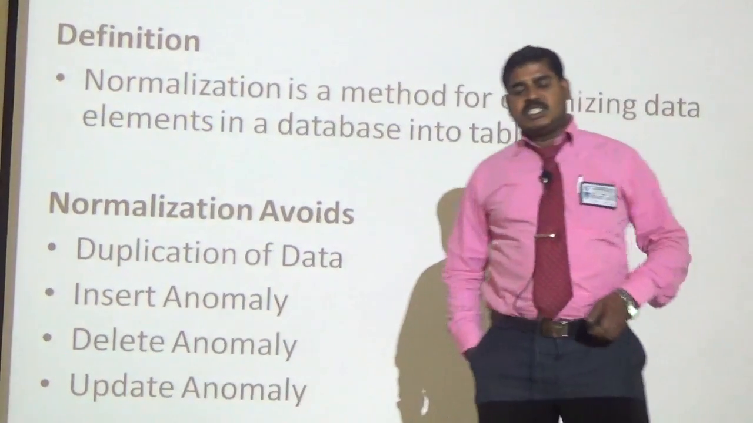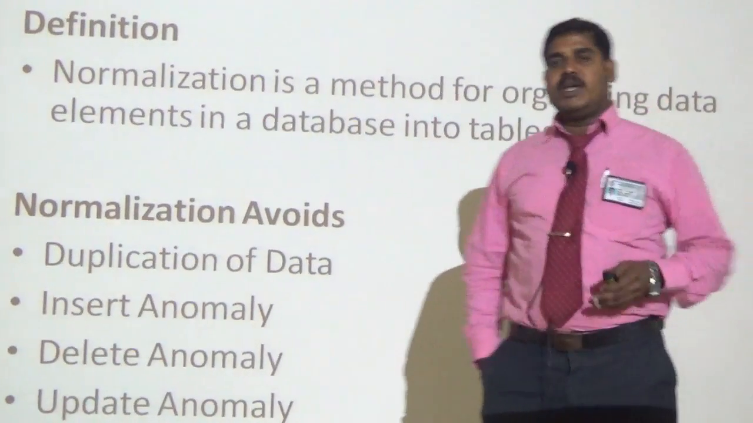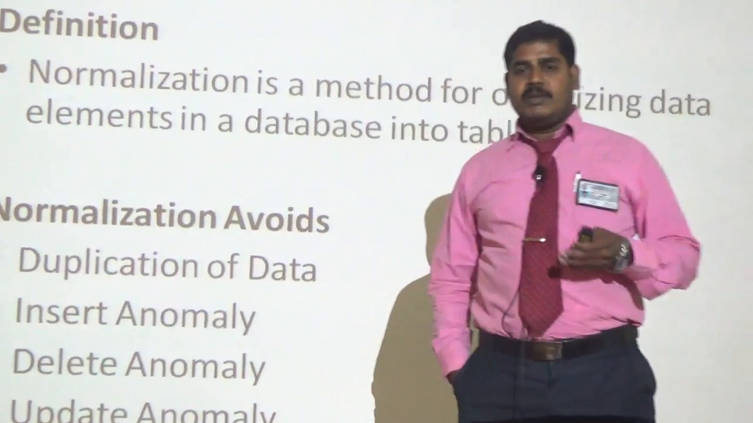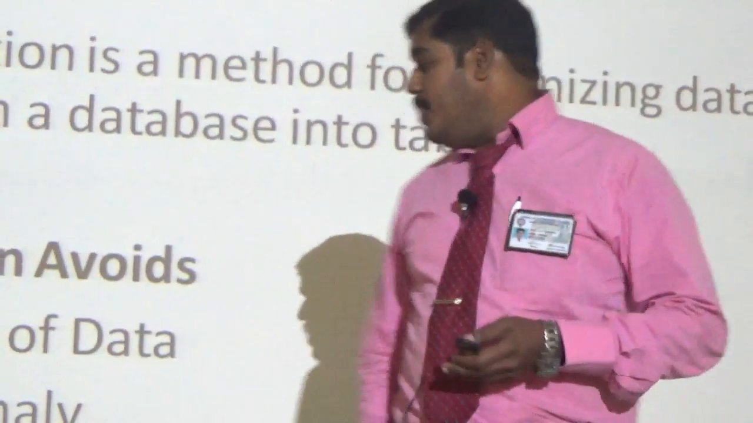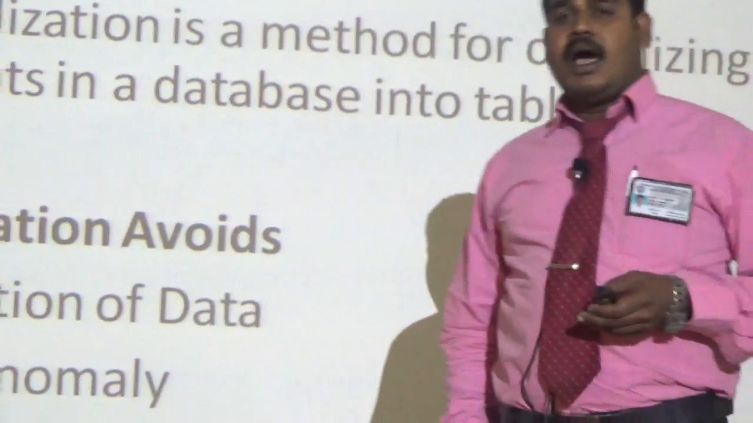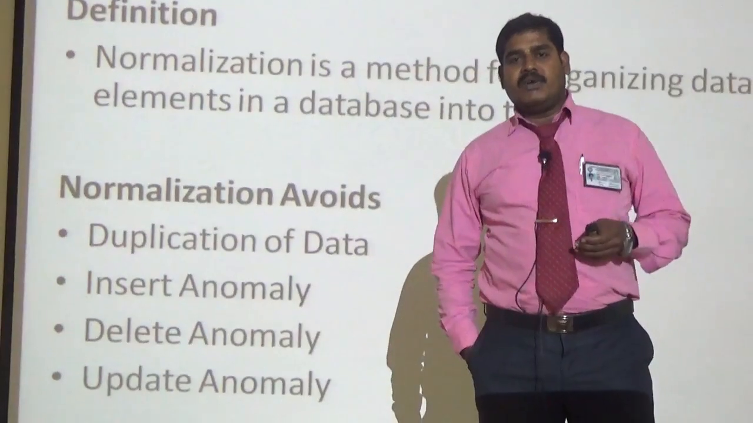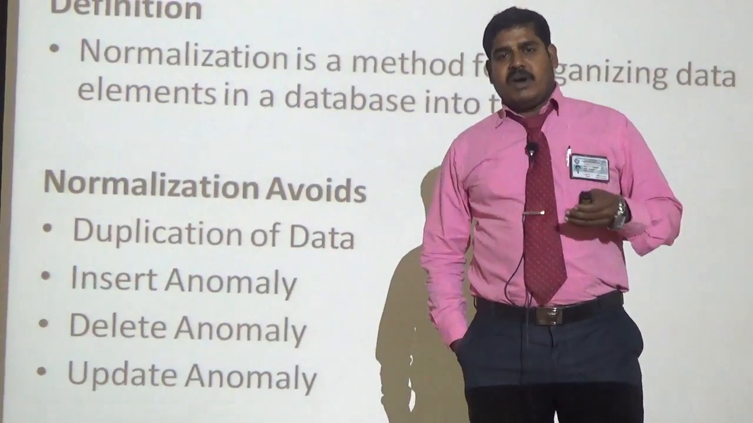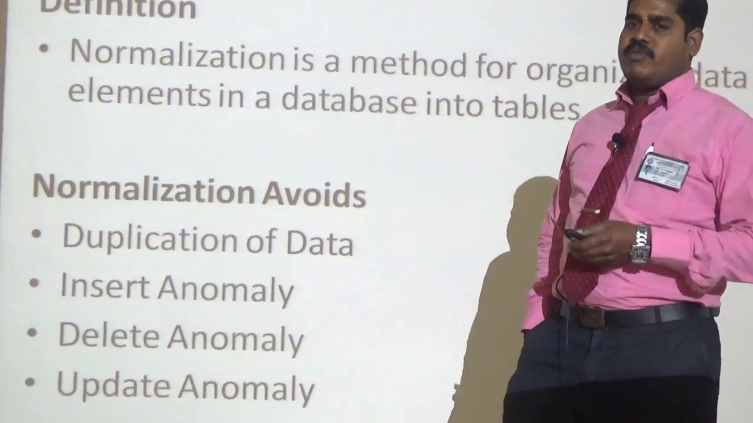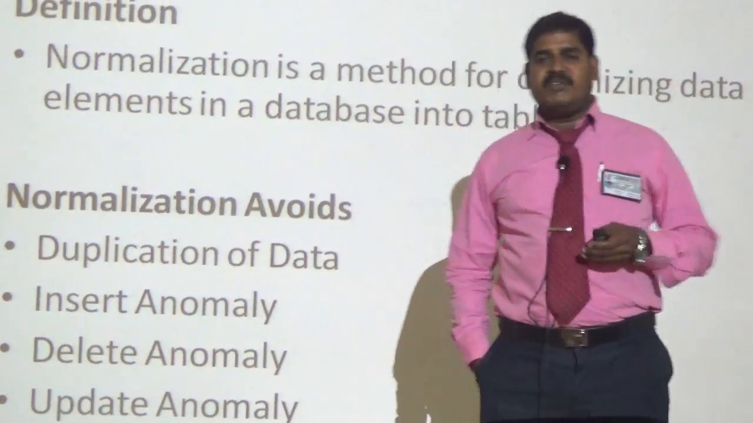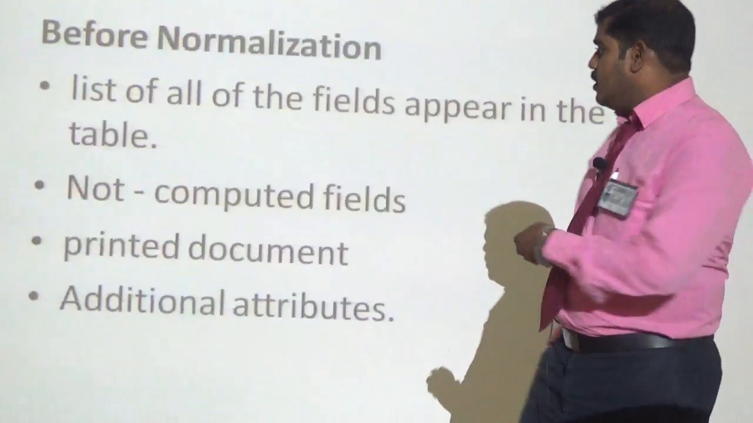So, when we say a table is normalized, it means you avoid all these four things: duplication of data, where the data is repeatedly coming, and then insertion anomaly, deletion anomaly, and update anomaly. Normalization consists of first normal form, second normal form, third normal form, BCNF, fourth normal form, and fifth normal form. In this session I will be discussing briefly the first normal form, second normal form and third normal form with an example.